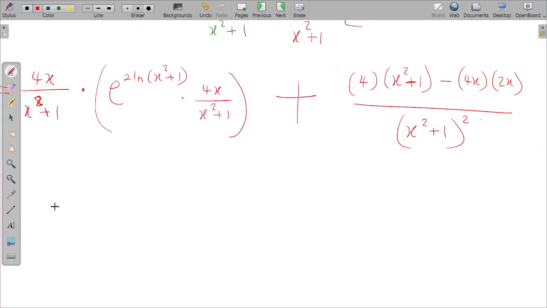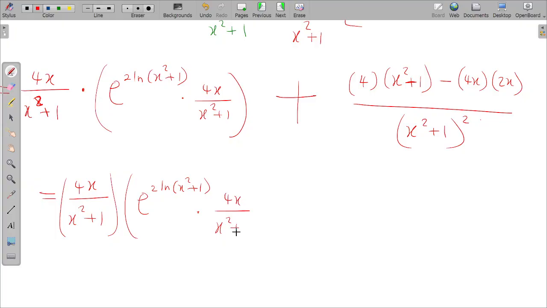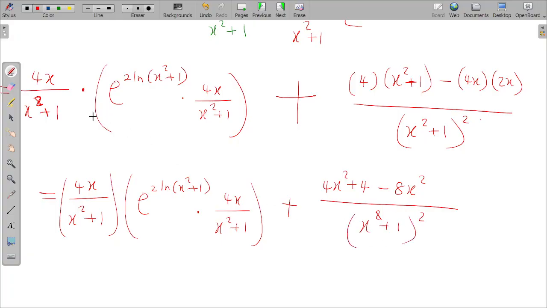Let's try to write it properly. 4x over x squared plus 1, that's multiplied by the whole of this one, plus this is now 4x squared plus 4, minus 8x squared, all over (x squared plus 1) all squared. Okay, so that's what we have there.